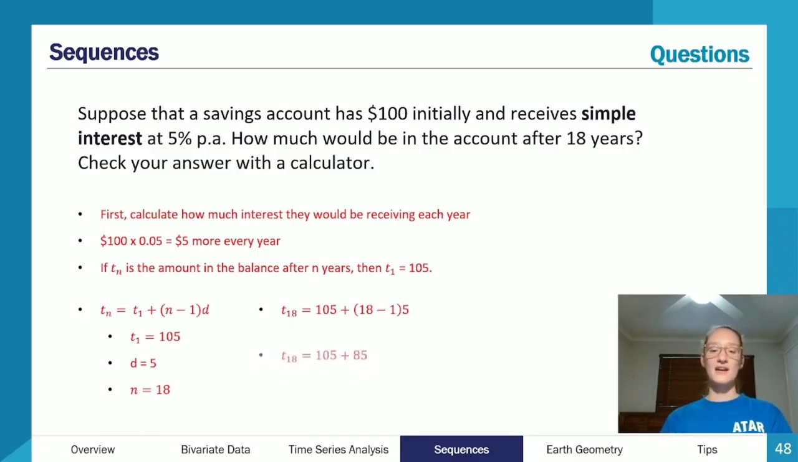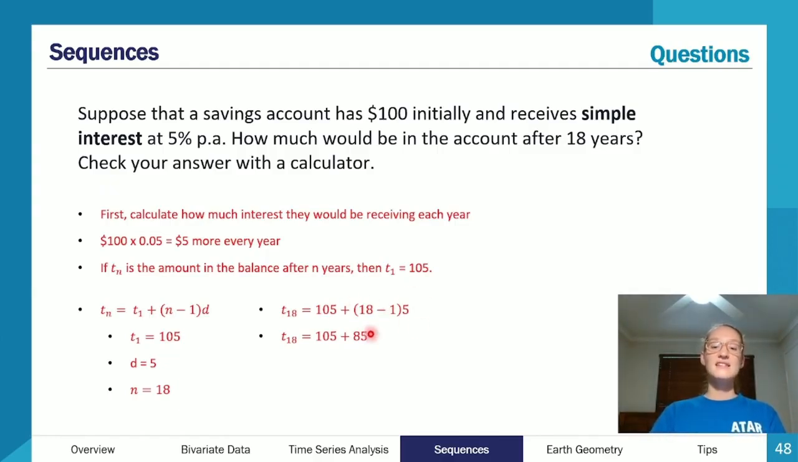So we do our math again. 18 take 1 is 17. 17 times 5 is 85. So now we have, in essence, 105 plus 85, which if we break down, it actually makes sense how our rule is working, because this is after 1 year. So this is our original amount plus 1 year of simple interest.